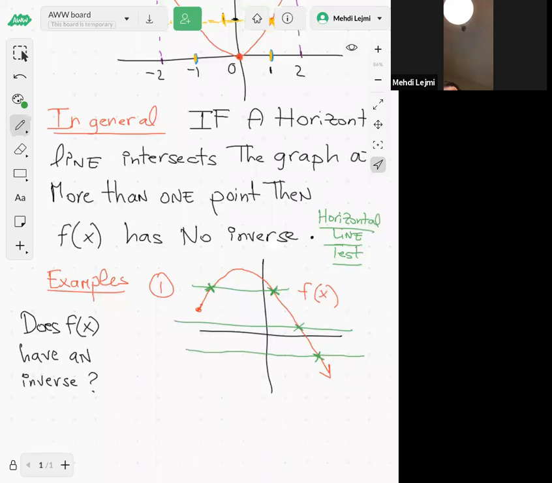And again, the idea, guys, is that as you can see, the output y here, let's say this is 3, for example, would have 2 possible inputs, this one here and this one here. So 3 would have 2 possible pre-images, or inputs. So this function f of x doesn't have an inverse; it has no inverse.